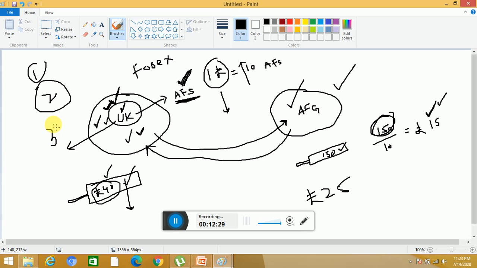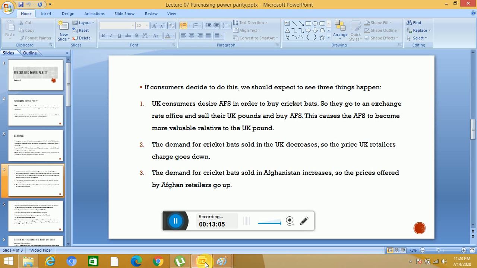I'm talking about now the third thing. The demand for cricket bats in Afghanistan will increase. And the demand will increase, so its price will also go up. From 150 Afghanis, it will go up. So this is the third thing that is going to happen in Afghanistan. That is, the price of cricket bats in Afghanistan will increase. So these three things are happening in the market.